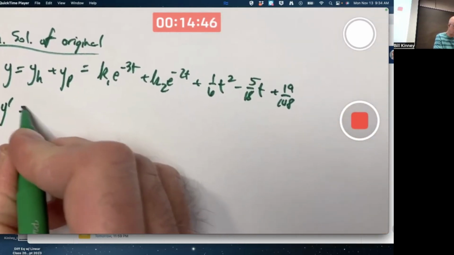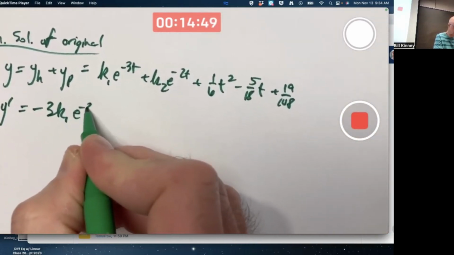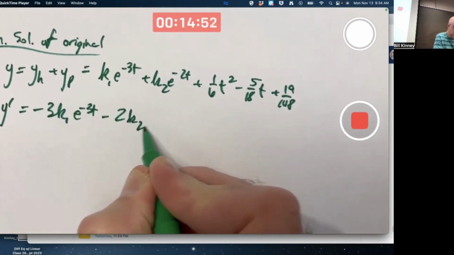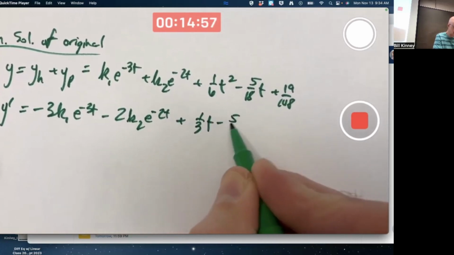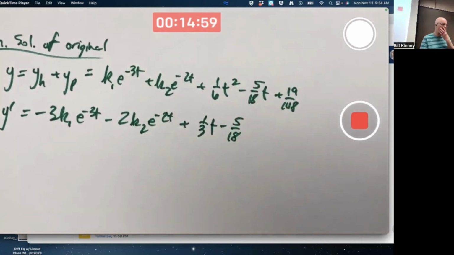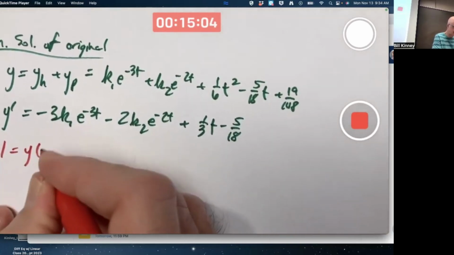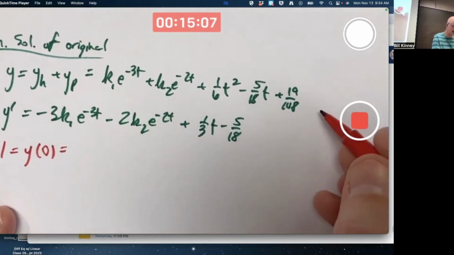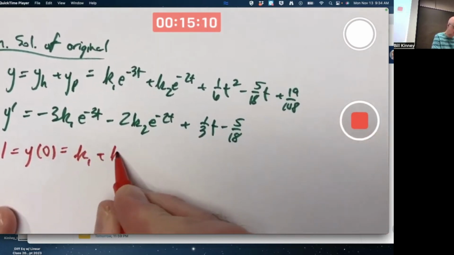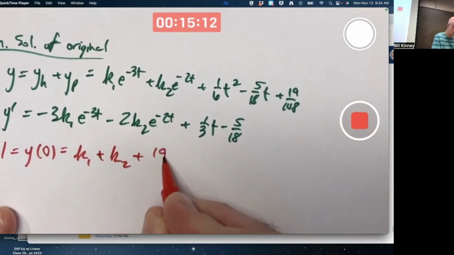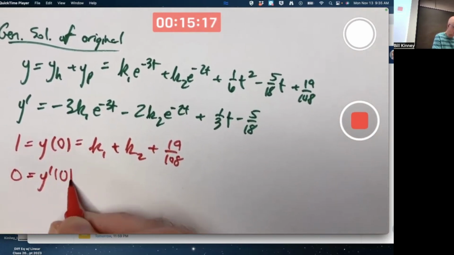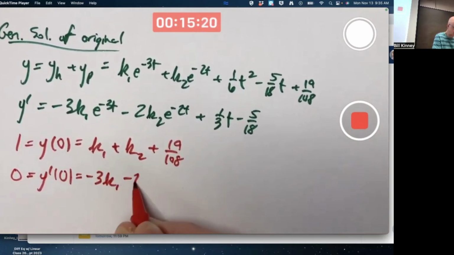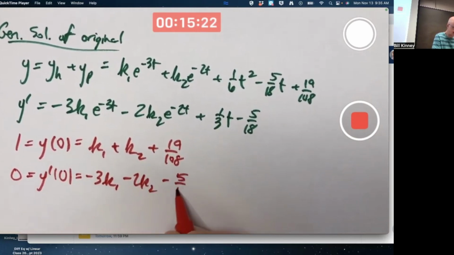We'll need the derivative of that. Here we go. And then we want to plug in t equals 0 to solve the initial value problem. 1 equals y of 0. Plug in t equals 0 up here. You'll get K1 plus K2 plus 19 over 108. And then 0 is y prime of 0. Negative 3K1 minus 2K2 minus 5/18.